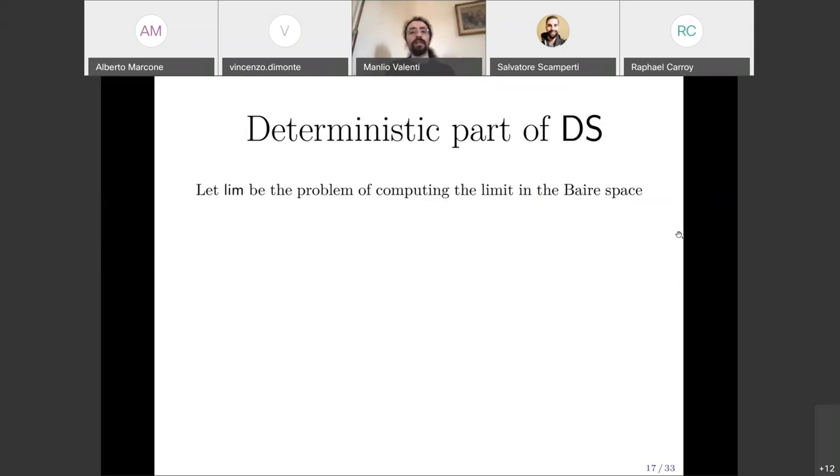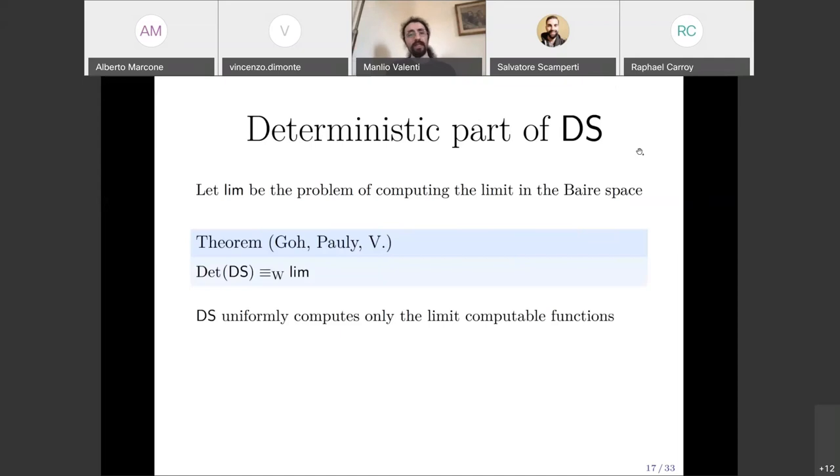If you want, this is computing the Turing jump of a set. If you want, these are two strongly Weihrauch equivalent problems, and what we showed is that the deterministic part of DS is exactly lim. Now, I'm not going to give you the proof of this. The main idea is essentially the same I just used to characterize the first order part of DS.